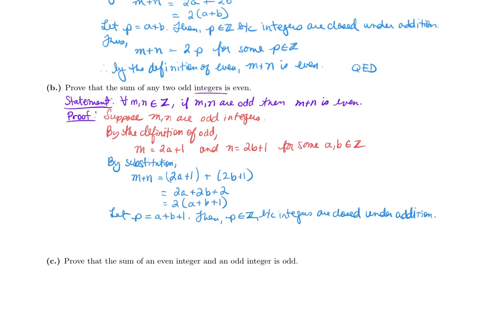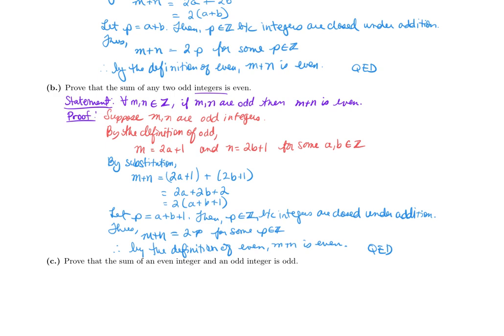We'll get to those. If we continue our simplification, then we would say thus, because we can't start a sentence with math, m plus n equals 2p for some p in the set of integers. Therefore, by the definition of even, which is 2 times some integer, which we just showed, m plus n is even. And it has been shown. So we can write our QED.